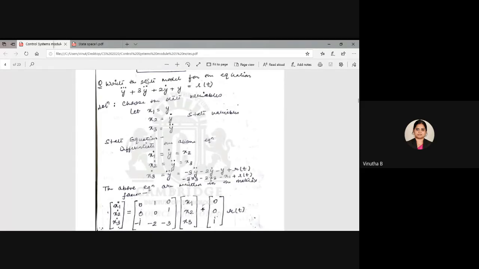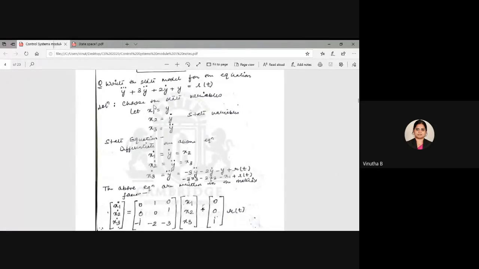This is the given equation. You have y triple bar plus 3y double bar plus 2y single bar plus y, which is equal to r of t. Now choose the state space variables. First, this is the procedure to solve this problem. First, you have to identify the state variables. How do you choose the state variables?